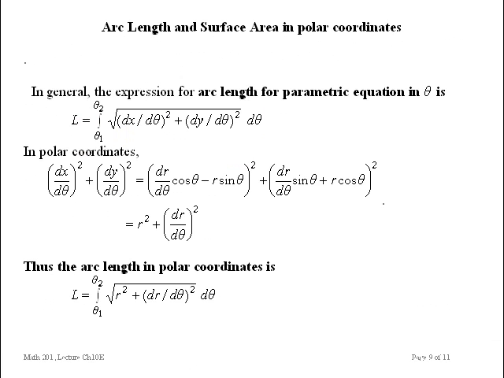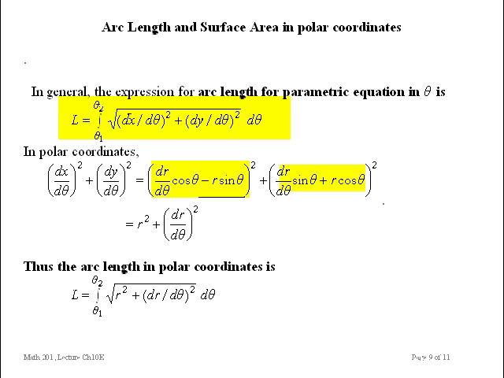For the arc length, the general expression in terms of parameter, say theta, would be the arc length from theta 1 to theta 2, square root of dx by d theta squared plus dy by d theta squared, integrated with respect to theta. We know dx by d theta and dy by d theta from the previous slide. When we put those together, we would have this for dx by d theta. Remember, you get the negative sign there for the x. And here is dy by d theta.